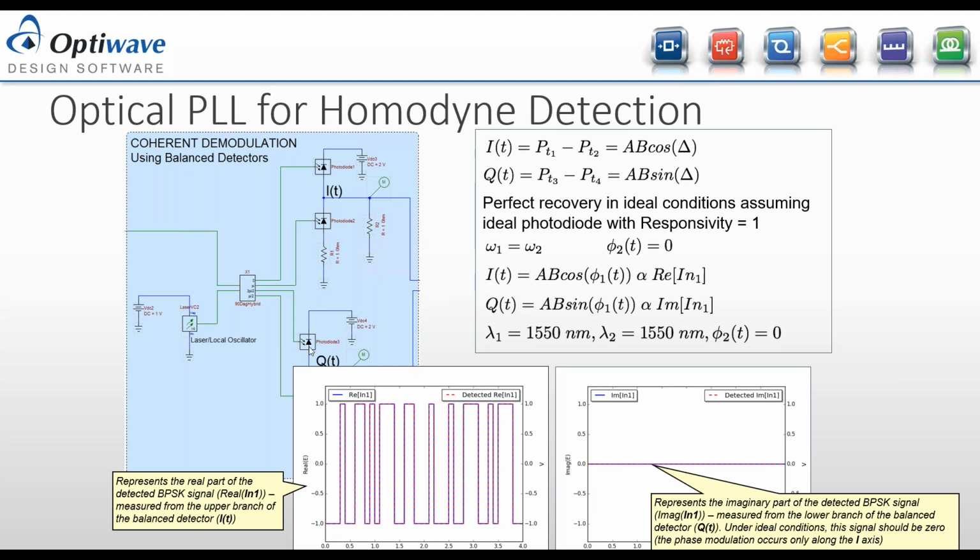And one thing to note is our photodiode completely filters out the higher frequency part of this term, so we only get the low frequency part. And as you can see from the simulation result, the signal is actually only going between 0 and pi, or 1 and -1 on the real axis, and the imaginary axis is completely 0.